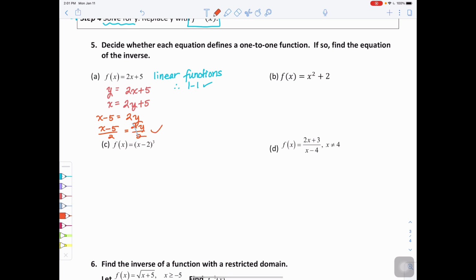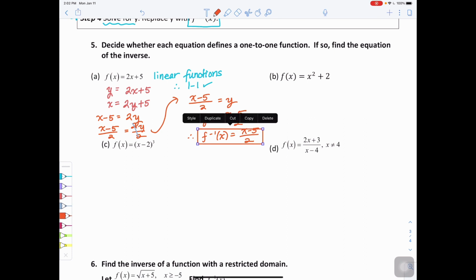So I will have x minus 5 over 2 is equal to y. Let me write that as y equals x minus 5 over 2. Therefore, f inverse of x is equal to x minus 5 over 2. So that's what we have.